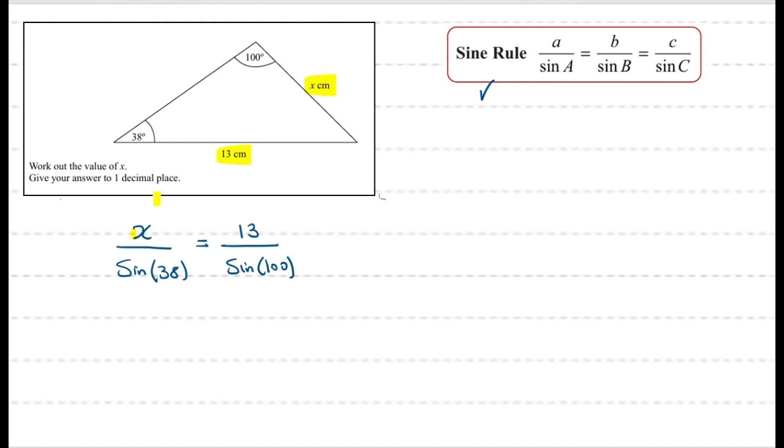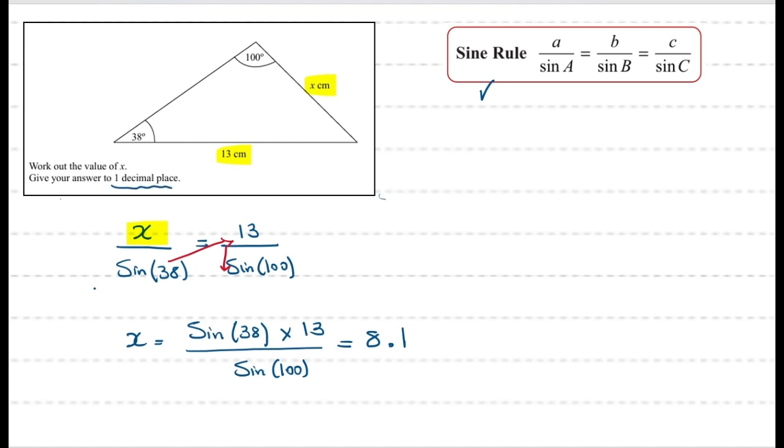Since we are working out x, we cover it, and then we use cross multiplication. We cross multiply sine of 38 by 13, and then divide by sine of 100. So let's write it down. x is equal to sine of 38 times 13 divided by sine of 100. We type this in our calculator and we get 8.1, which is to one decimal place as the question wants, and it's centimeters.